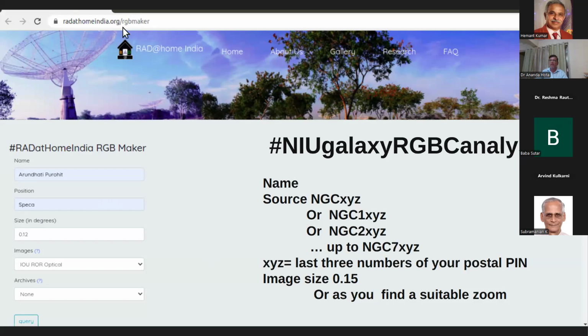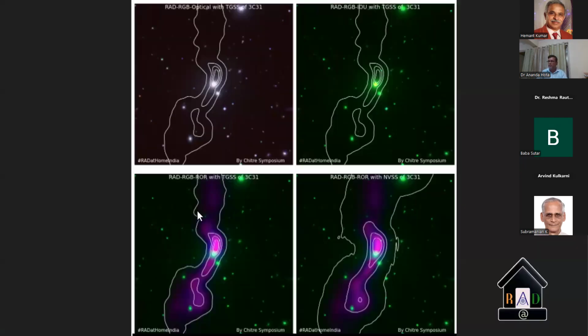RADHomeIndia.org/RGB maker, RGB red, green, blue maker. You put your own name, put the galaxy's name or the coordinate. It will return you images, this kind of combined images. For example, this is a radio combined image. Red is from GMRT, blue is from American VLA, green is from the optical. So the optical galaxy at the center is shooting this kind of plasma jet going up and going down.